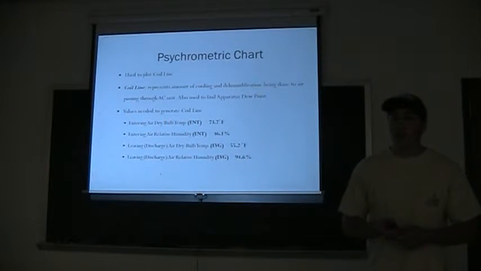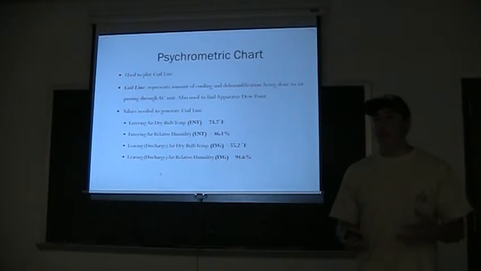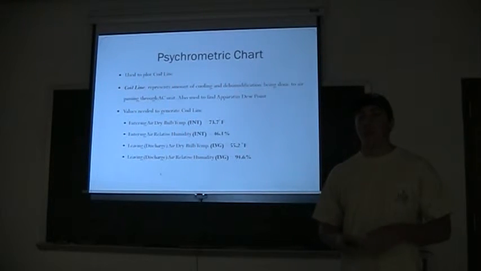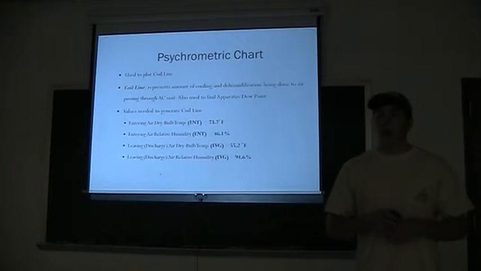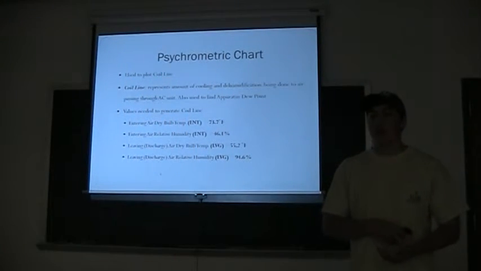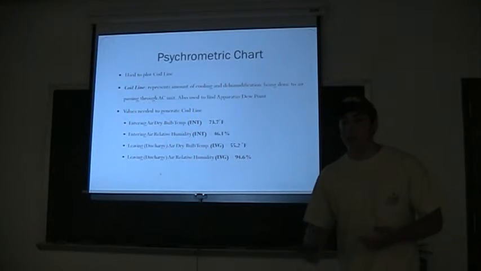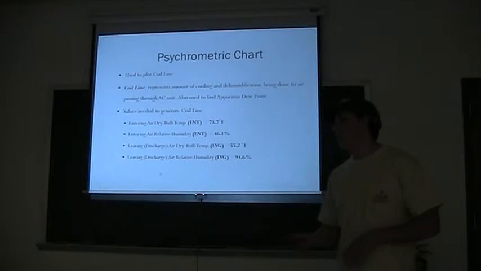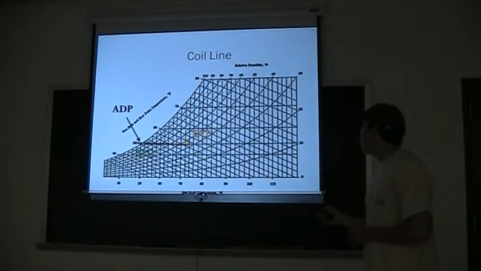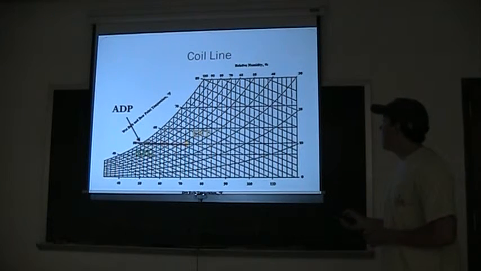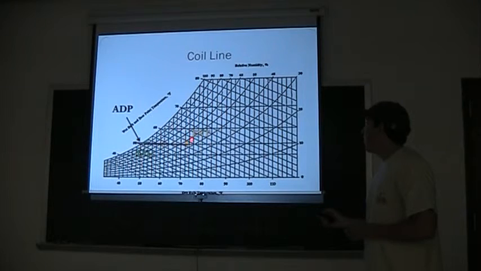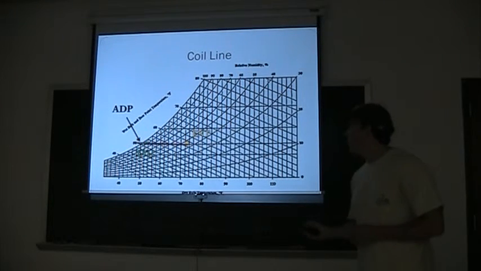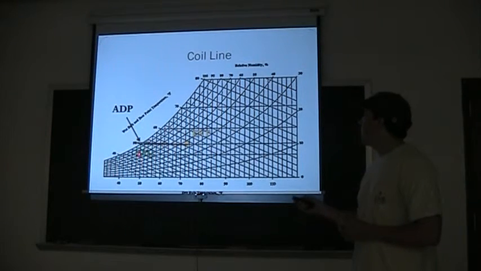So next we have the psychrometric chart used to plot the coil line, which represents the amount of cooling and dehumidification being done to the air that passes through the AC unit. The values we needed were the entering air dry bulb temperature, which is marked by ENT, the entering air relative humidity, which is also ENT, the leaving air dry bulb temperature, and the leaving air relative humidity. If you see on the chart right here, we match up our values for the relative humidity and the entering temperature, and then we plot the leaving temperature and humidity, and we make a coil line, and that intersects the saturation temperature line right here, and that gives us our ADP.